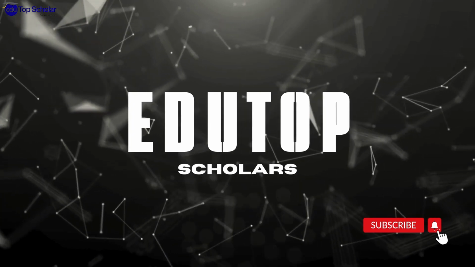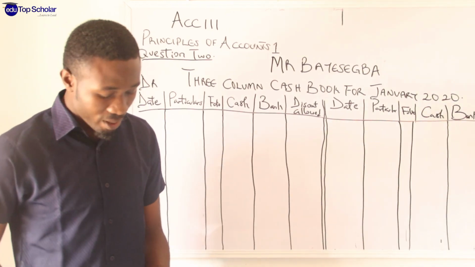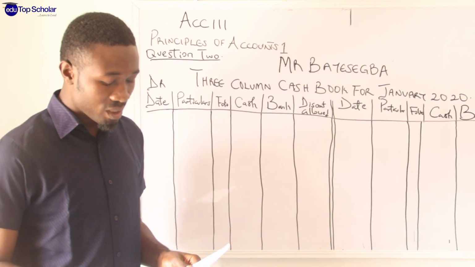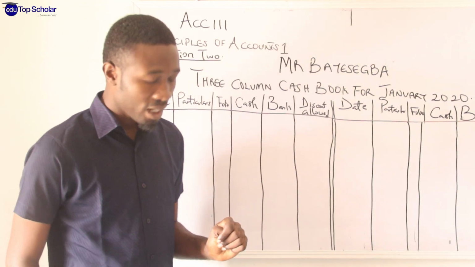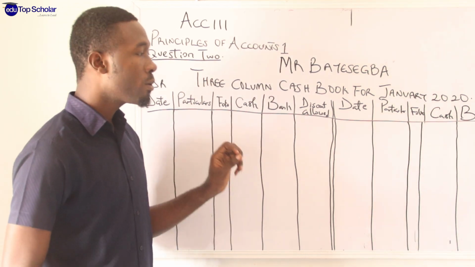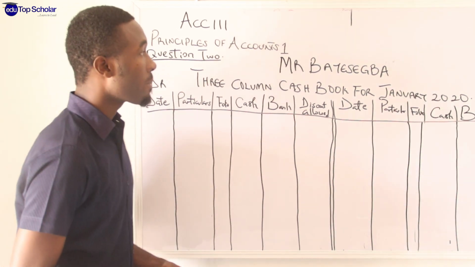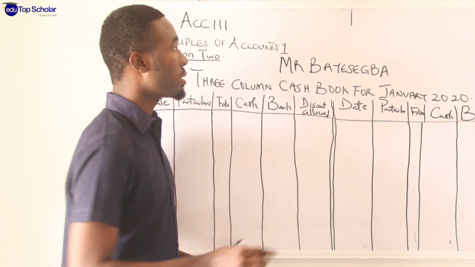So the question 2 here says that Mr. Bayeshigba commences business on January 1, 2021 by transferring 720,000 naira from his private account into a bank account which he had opened for the business. His transactions for the month of January 2020 were as follows. So this is a 3-column cash book question, and when you have a 3-column cash book question in your exam, there are some principles that you need to note.